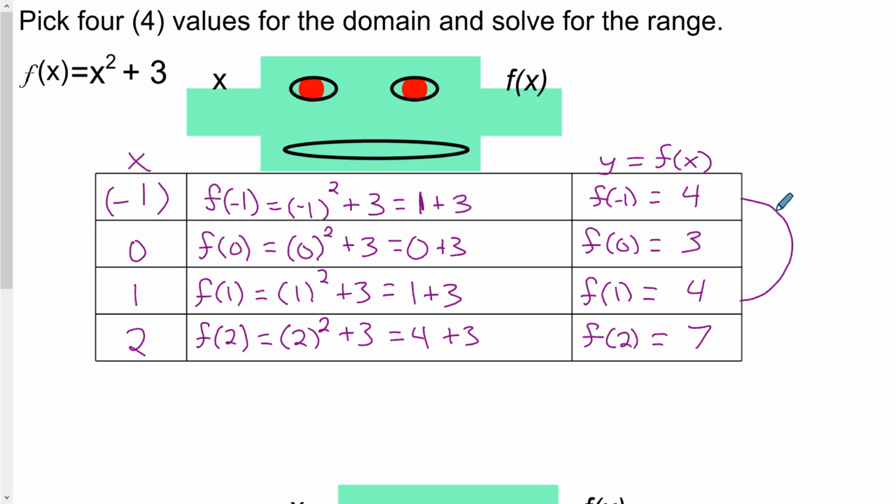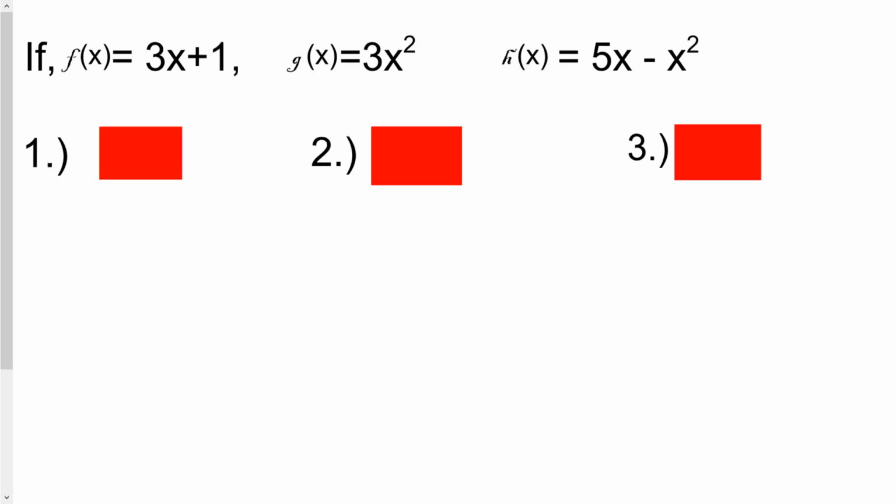I've got 3 more problems for you to look at. I'm going to go one of these at a time. I'm going to ask you guys to pause the video and try it out to see how well you did. First thing I'd like you to do is solve for h of 3.